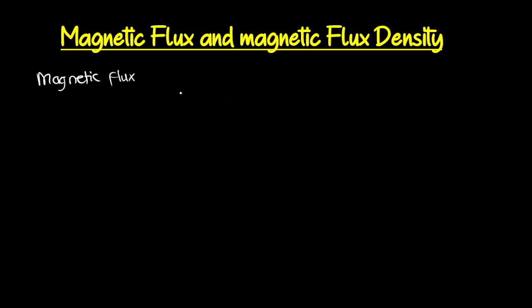Now the magnetic flux, okay, is represented by the symbol phi. Okay, this symbol over here, phi. Okay, and then it is measured in Weber, WB. Okay, this is what magnetic flux is.